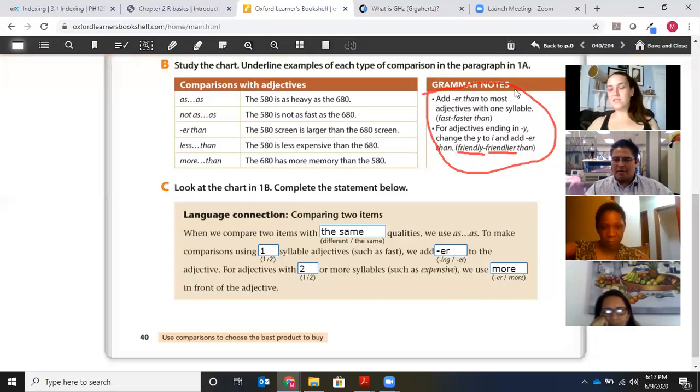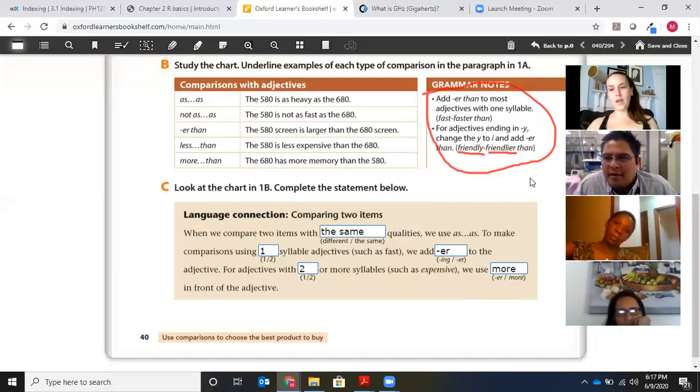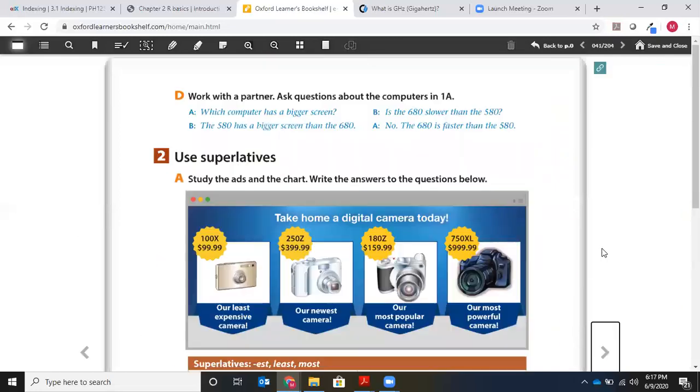I didn't even know this one syllable thing till I started teaching the lesson. So if you're not sure, just always say like more blank than, more friendly than, more smart than, right? It works. It's not technically correct, but it works. Okay? Let's go on to the next page.